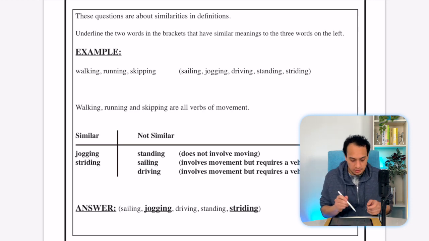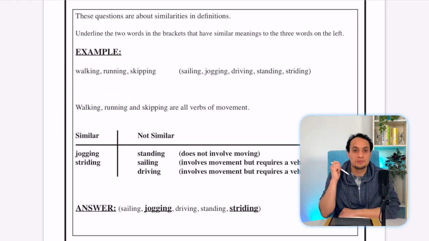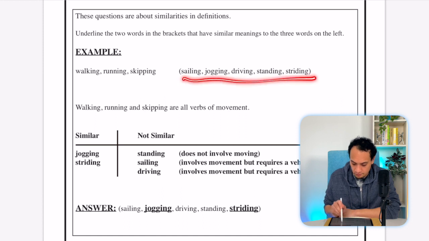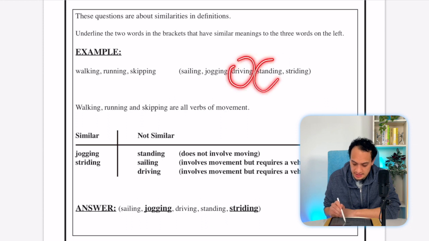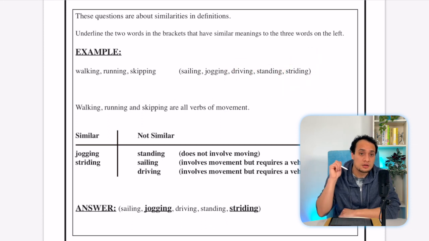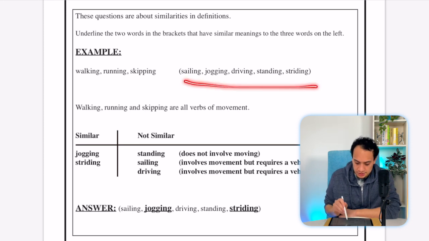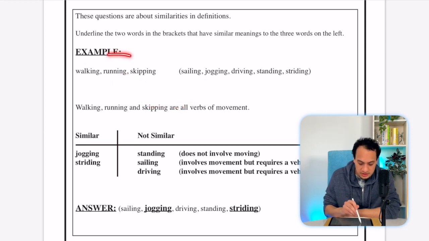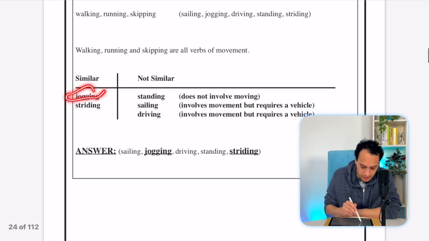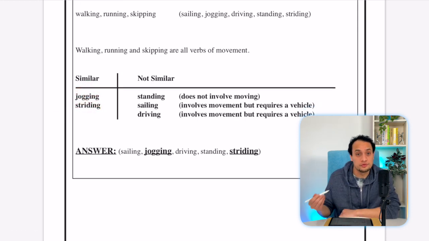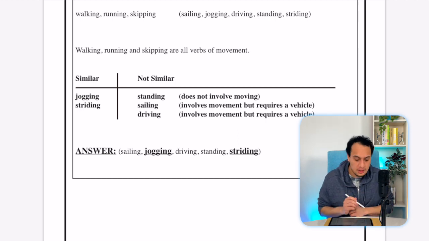Okay? So we should be aware that walking, running, and skipping are ways that we can move forward. We're presented with 5 words here on the right in brackets: sailing, jogging, driving, standing, and striding. 2 of those words will match or be similar in meaning to these 3 words over here. Walking, running, and skipping are all verbs of movement, so that's how we move back and forth. So jogging and striding are both forms of movement. Jogging is like running slowly, and then striding is taking big steps and walking.